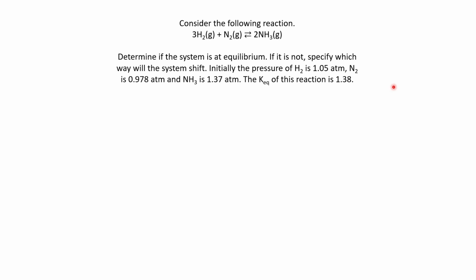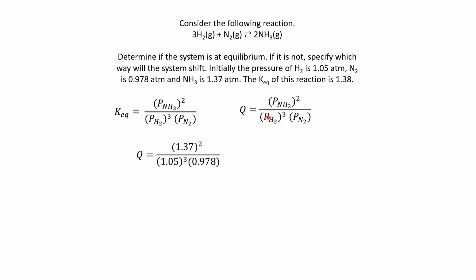We write Q the same way we're going to write our KEQ. So here's our expression for KEQ. Q is exactly the same, except again, we specify that this is Q because we do not know if it is at equilibrium. So we are going to plug in all of our initial pressures here to calculate Q, and we get Q equals 1.66.